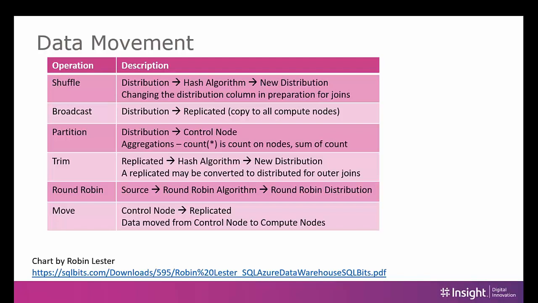In this case, it's taking a table that's distributed and replicating it across the nodes. We have partition, which is taking a distributed table and pushing it to the control node. This is usually done when you're doing aggregations, queries that do aggregations in it. You can have a trim, which is taking a replicated table and making it a distributed table. And you could have round robin, which is making a round robin distributed table, which you normally use when you're doing data loading. And finally, you can actually have data that's sitting in the control node and being replicated. So these are different movements.